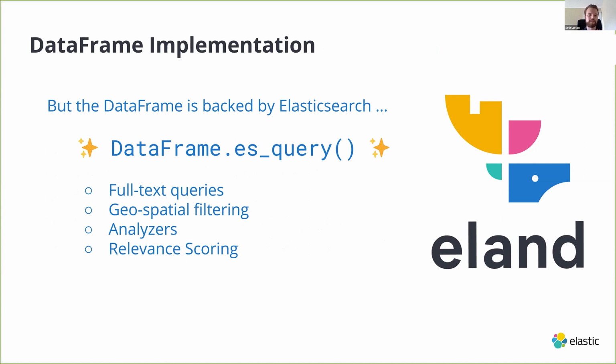So this magical method ESQuery essentially lets you have the full scope of Elasticsearch querying and filtering, and adds that to the Dataframe API, and it works completely seamlessly with all the other Pandas APIs. And I'll be showing a demo of this a little bit later as well. This is a pretty demo-heavy talk.